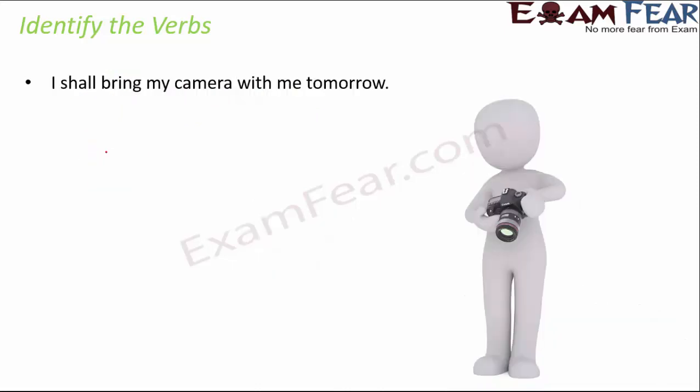And now let us look at the last example. I shall bring my camera with me tomorrow. So I is the subject here, correct? So shall bring is the verb. So if we ask a question, I shall bring what? The answer is my camera. So that means this is the object, which tells us that shall bring is a transitive verb, because you have an object and the verb is such that the action is being transferred from the subject to the object.